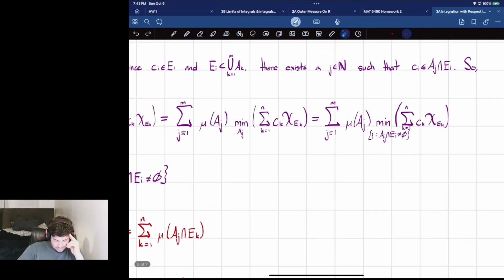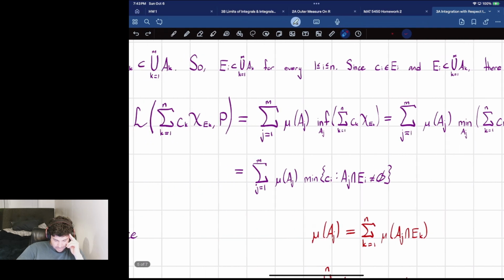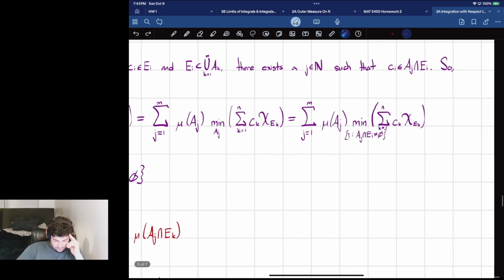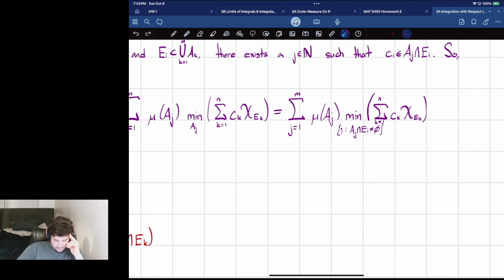And then A is a partition of X as well, but it's arbitrary. So we take the intersection of A_j with E_i, at least the non-empty ones. So we have all the E_i's.